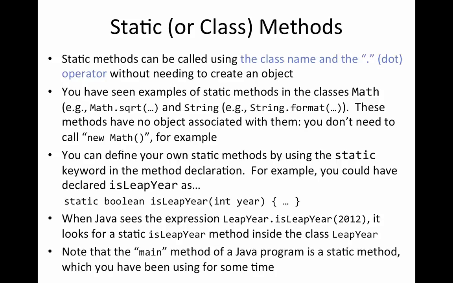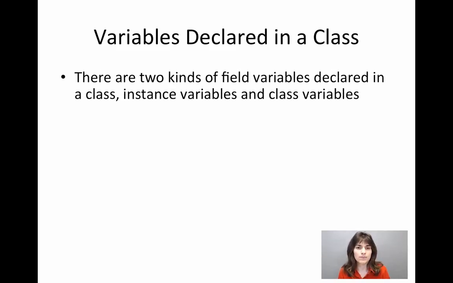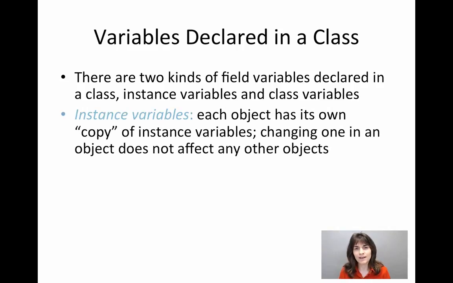A much more familiar example to you, you've written down so many times this line of code, public static void main. The main method is an example of a static method. In a similar way that we have instance methods and class or static methods, we also have two kinds of variables. We have instance variables and class variables.